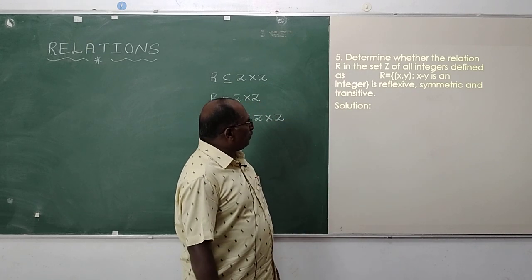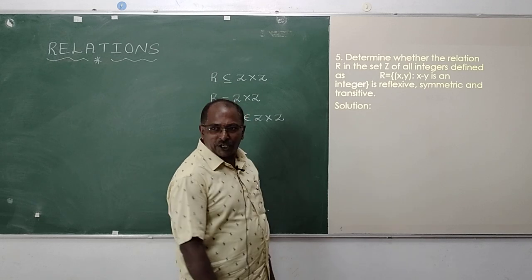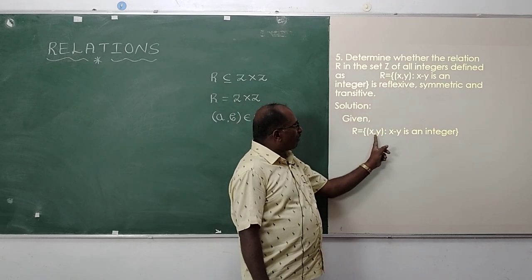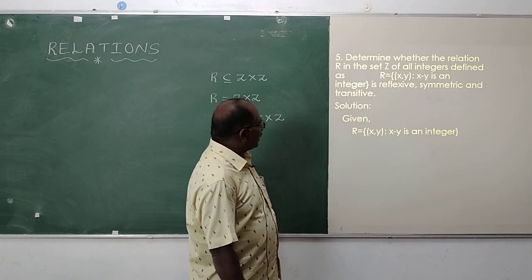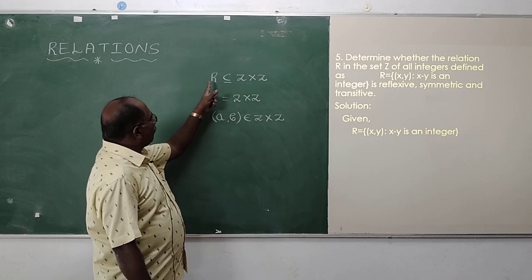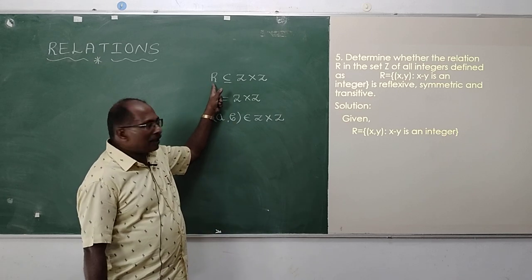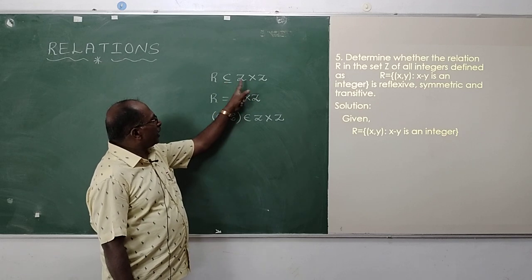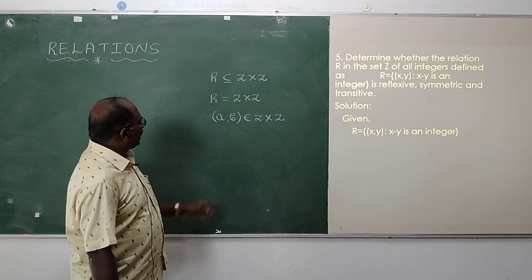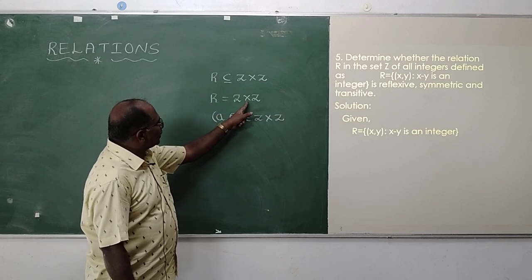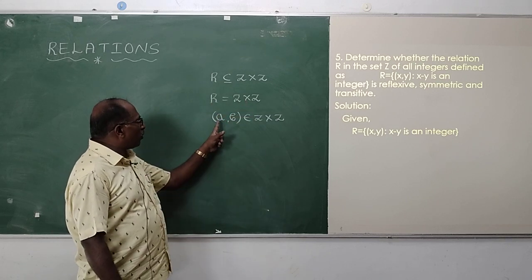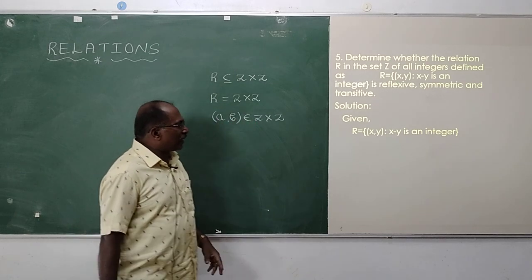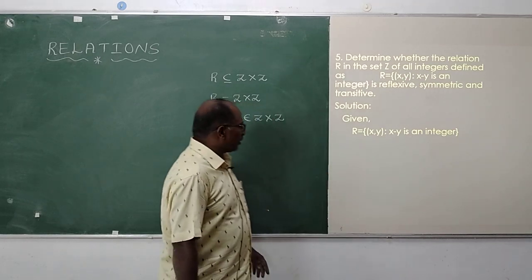So, the given relation is R is equal to the set of all x comma y such that x minus y is an integer. Students, we know the relation R here is either a proper subset of Z cross Z or an improper subset of Z cross Z. Here R is equal to Z cross Z. It is because all the ordered pairs A comma B belonging to Z cross Z satisfy this relation.